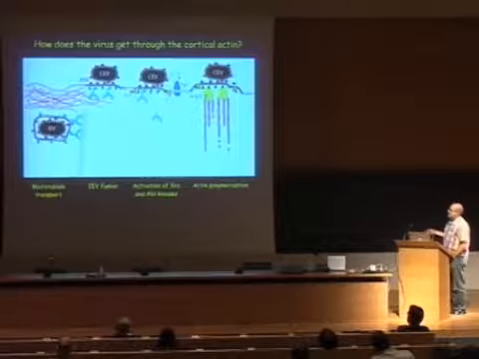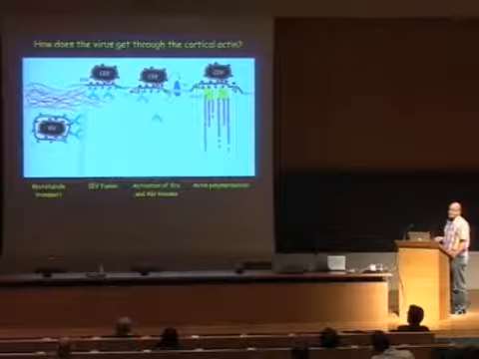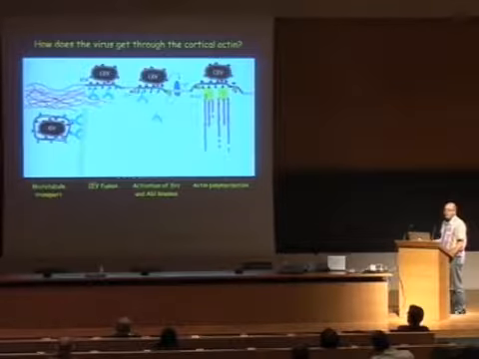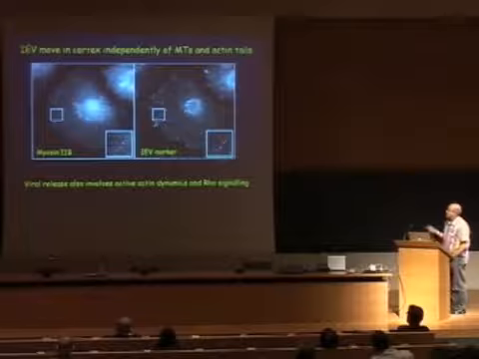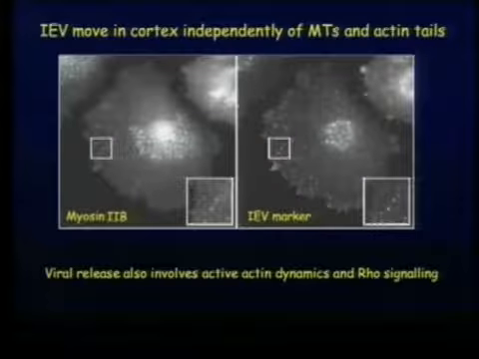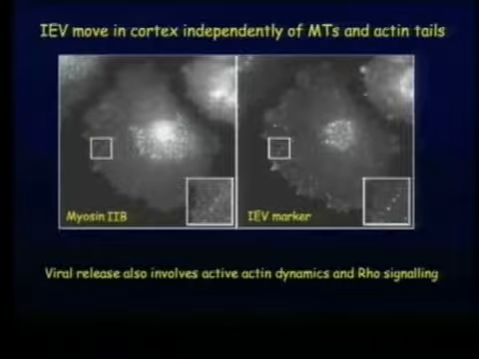But this is a big thing. It's 250 nanometers, and the cortical actin is very dense. So how does the virus actually get through this? Well, I don't have time to show you all the evidence, but we know that in the cortex, independently of actin and independently of microtubules, virus particles move. They move about 0.3 microns per second.